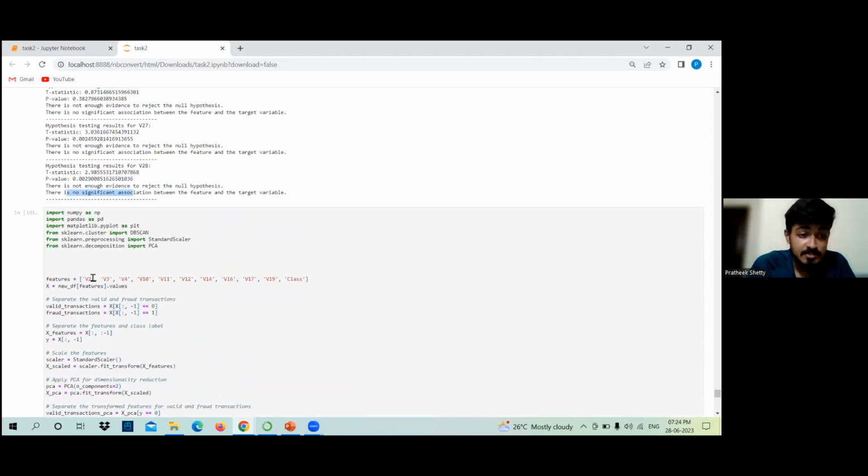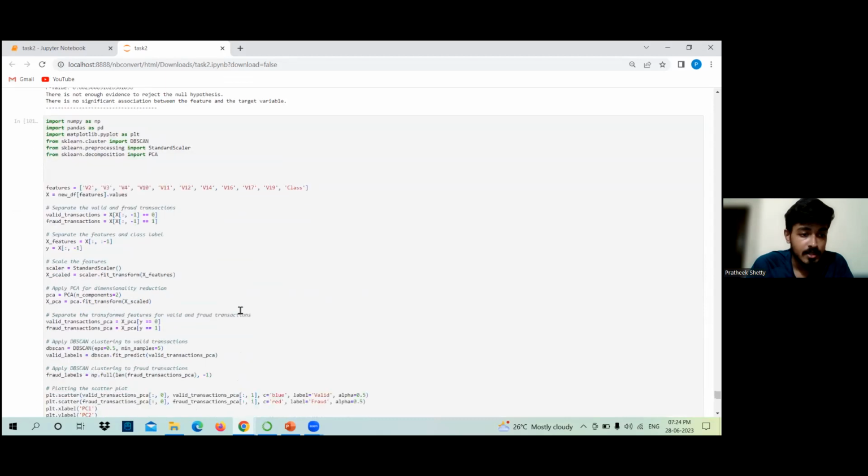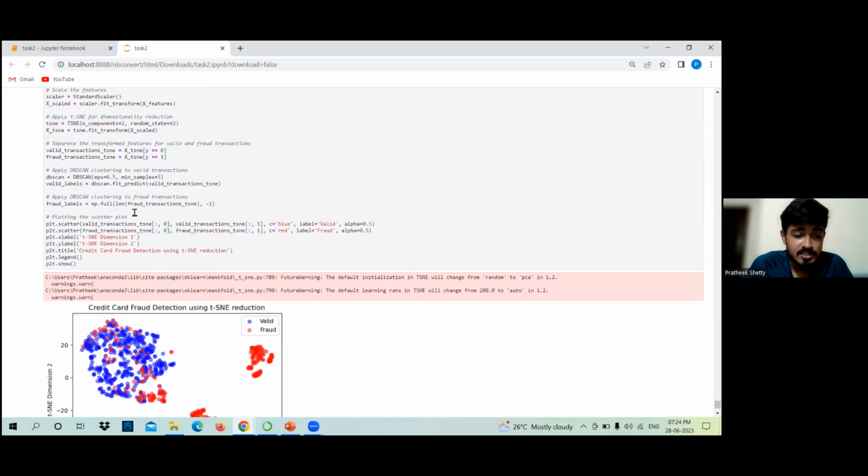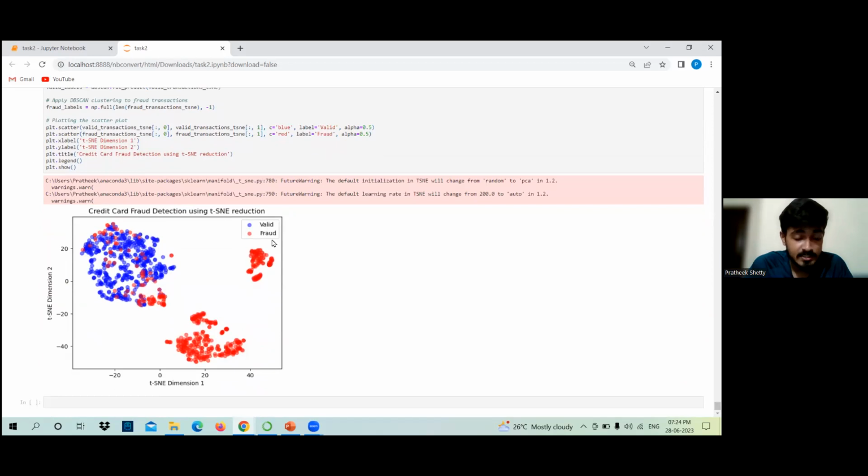Using these most positively or negatively correlated features, I drew a scatter plot where the red points show fraud transactions and valid transactions are shown by blue spots. This is using PCA reduction and this one is using TSNE reduction.